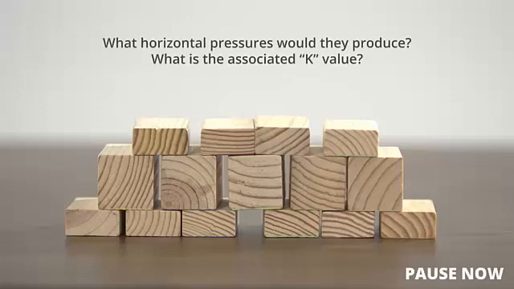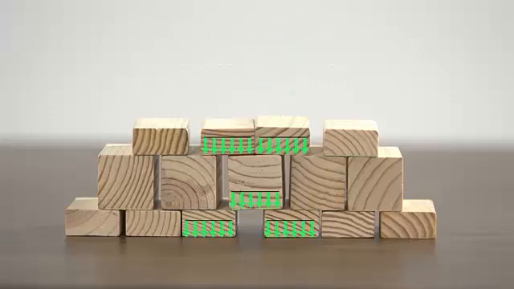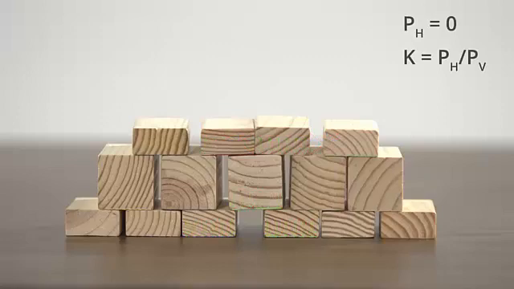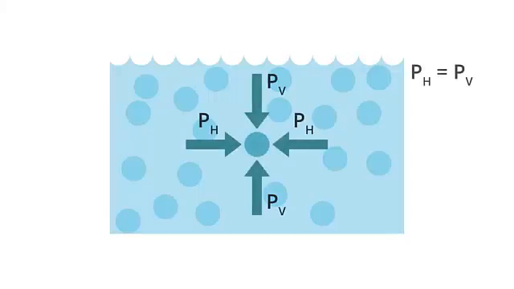What horizontal pressures would they produce? What is the associated K value? Since gravitational forces are transmitted vertically from one wood block or piece of horizontally layered rock to the next, no horizontal pressures result, and K, the ratio of the horizontal to vertical pressures, is equal to 0. Liquids represent the other end of the spectrum. Experiments show that liquid pressures are the same in all directions, and so K, the ratio of the horizontal and vertical pressures, takes on a value of 1.